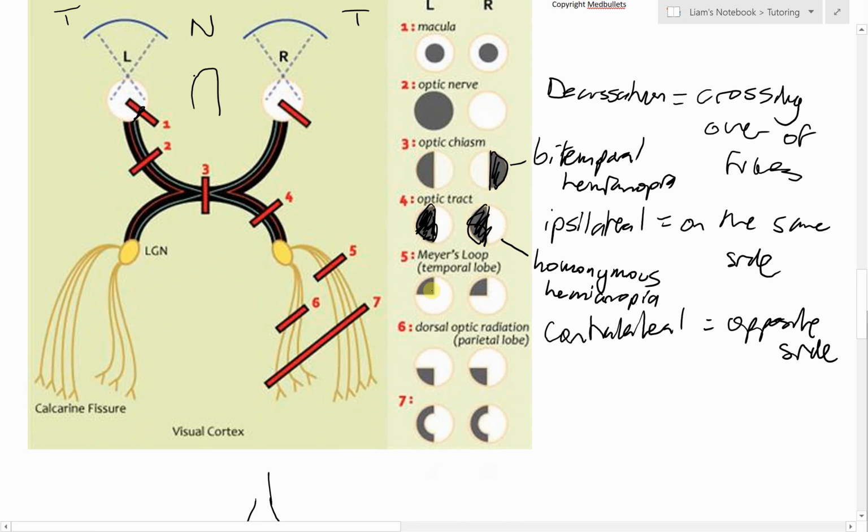You'll notice that there's a few other visual defect patterns down here below. These are what we call quadranopias. So these were hemianopias, with hemi meaning half. Quadranopias are affecting a quadrant of the visual field. We won't go into those today.